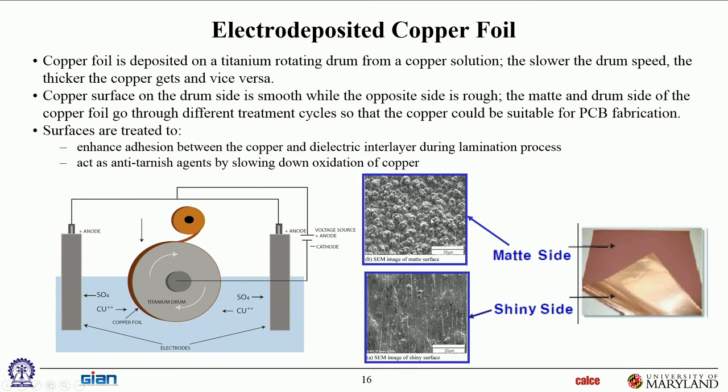And the matte side has this very lumpy look to it because it's being electrodeposited particle by particle. And if you look at the copper, there's a matte side and a shiny side. The shiny side is very smooth. The matte side has this lumpy microstructure to it.